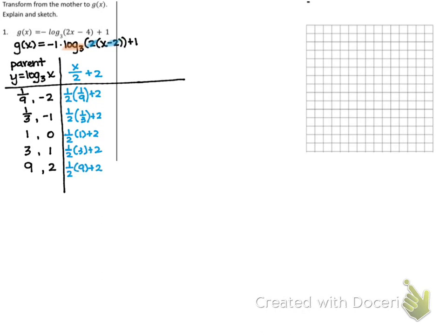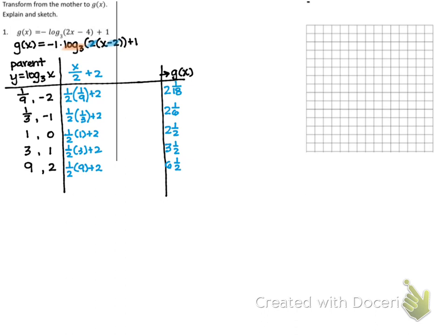Okay, I'll go over here. What do I call this thing? G of x. Okay, so if I do a half times 1/9, that's 1/18 plus 2 is 2 and 1/18. That's 2 and 1/6. That's 2 and a half. That's 1 and a half plus 2. That's 3 and a half. That's 4 and a half plus 2. That's 6 and a half.